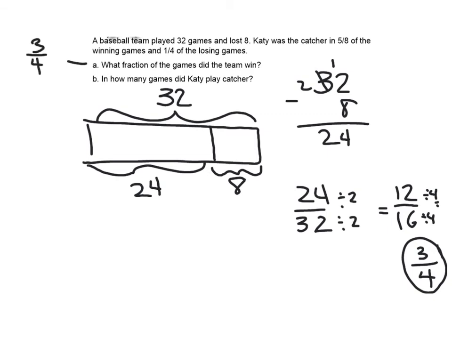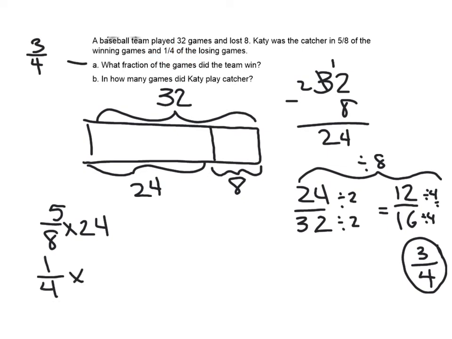So they won 3/4 of their games. Remember that we could have simplified by dividing by 8 to begin with. Just remember that there are different methods to solving pretty much all of these problems. So if you did it a little differently, it doesn't mean that you're necessarily incorrect. Let's try part B. How many games did Katie play catcher? Well, we knew she was the catcher in 5/8 of the winning games and 1/4 of the losing games. So she caught 1/4 of the 8 games that they lost.